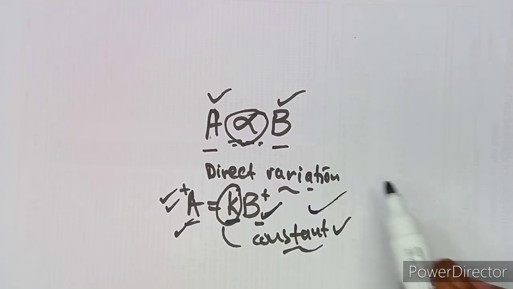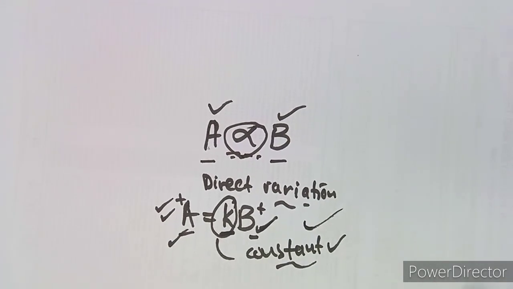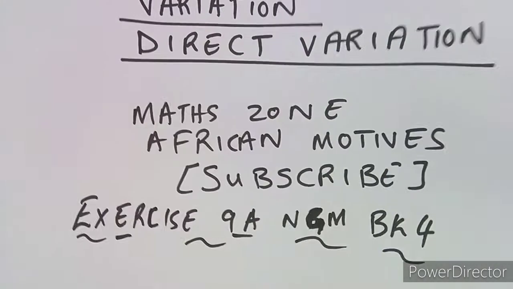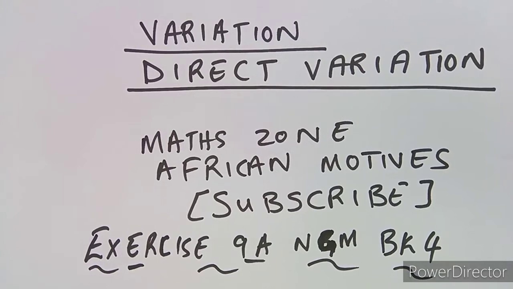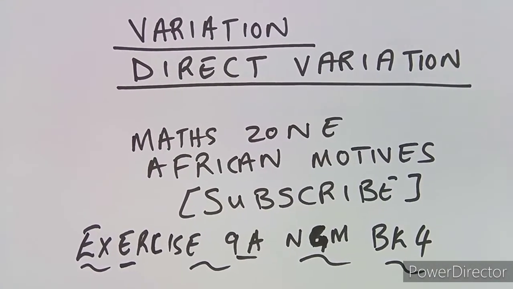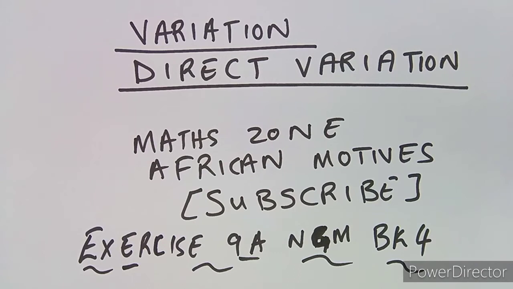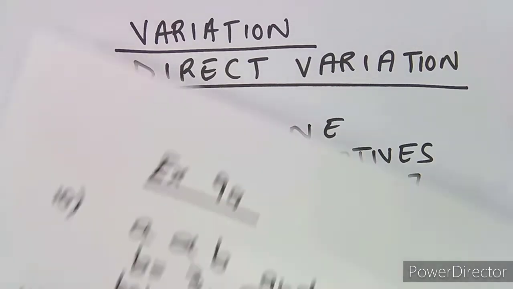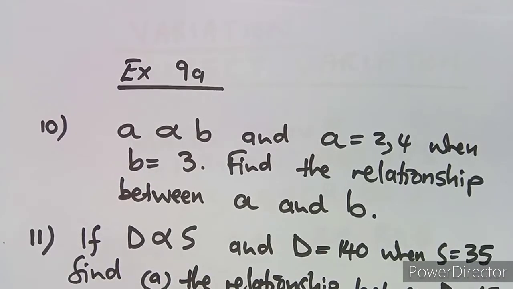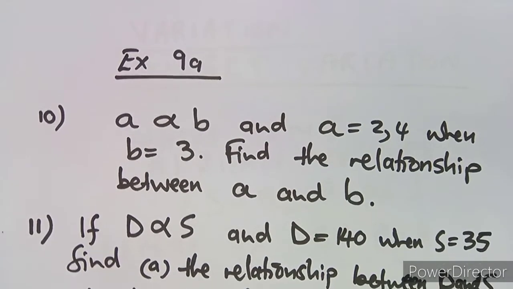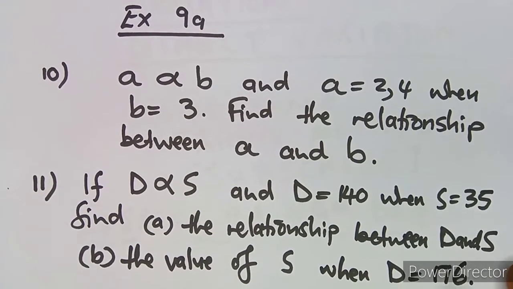That's how you connect this equation, and some questions can follow, but for the introduction part, that is what you're going to have. So like I said, we're going to focus on NGM Book 4, exercise 9A. They actually took the questions from question 10. These are the questions that I started with, which are 9, 10 and 11.